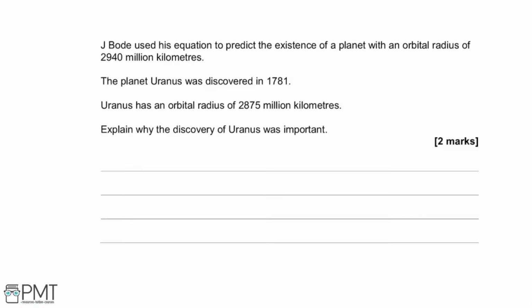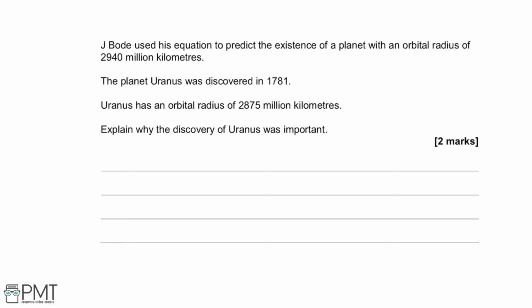Finally, J. Bode used his equation to predict the existence of a planet with an orbital radius of 2,940 million kilometres. The planet Uranus was discovered in 1781. Uranus has an orbital radius of 2,875 million kilometres. Explain why the discovery of Uranus was important.